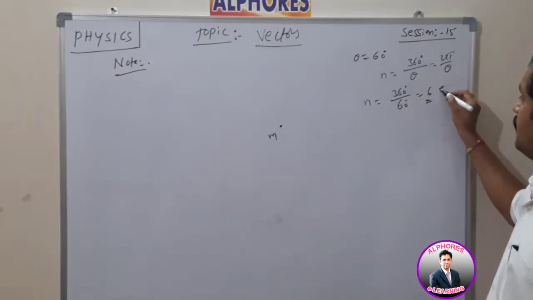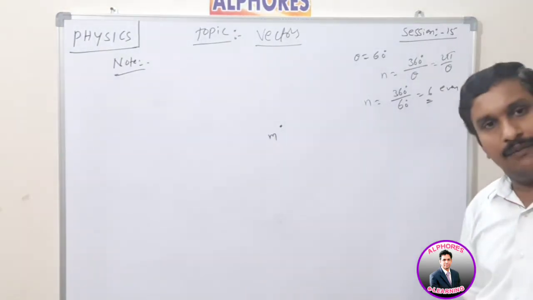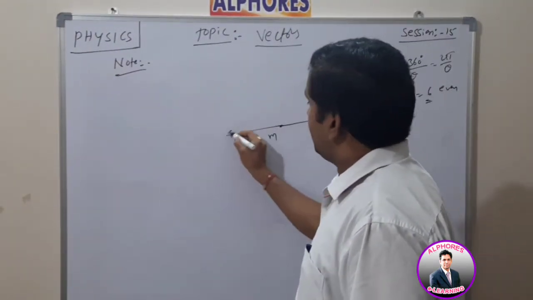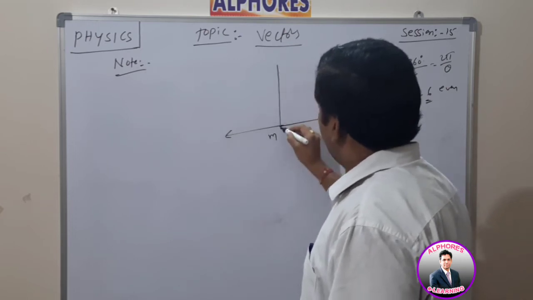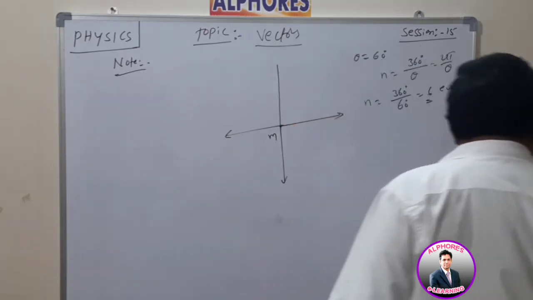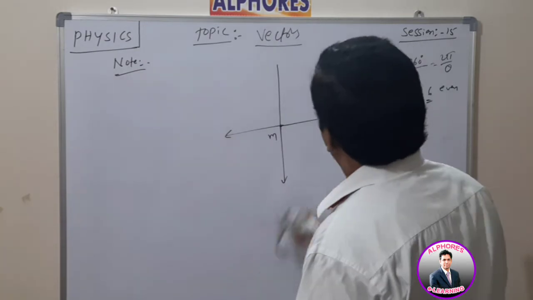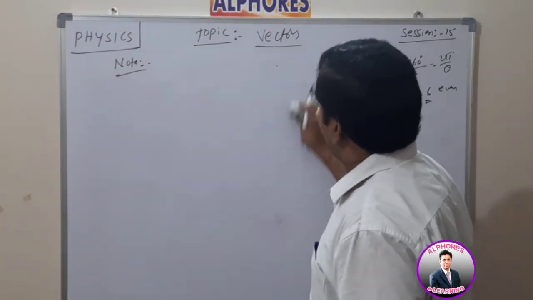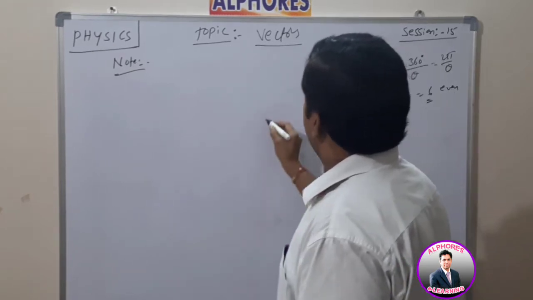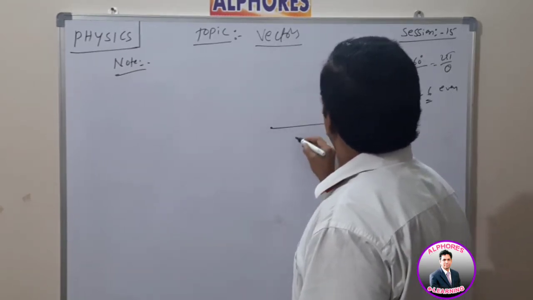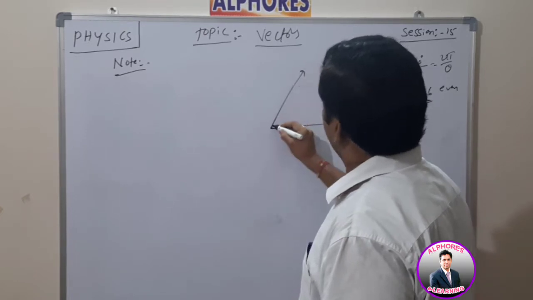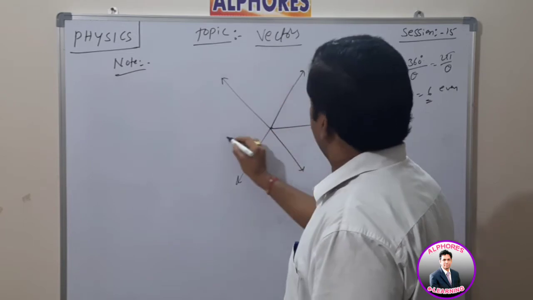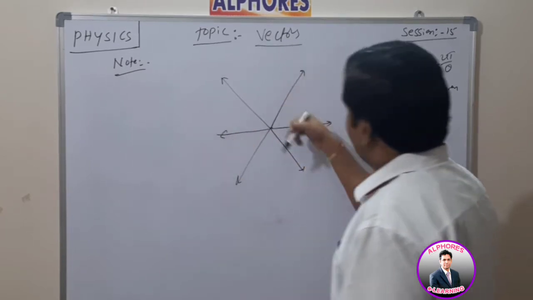Is 6 even or odd? Even. That means, for this particle, this is one force, this is the second force, and this is another force like this, and we have taken them this way also, with 60 degrees between them, like a regular hexagon. These are the 6 forces.